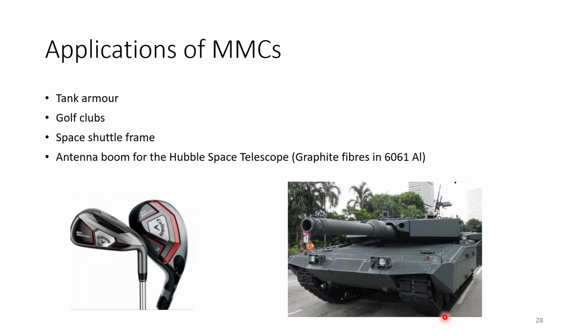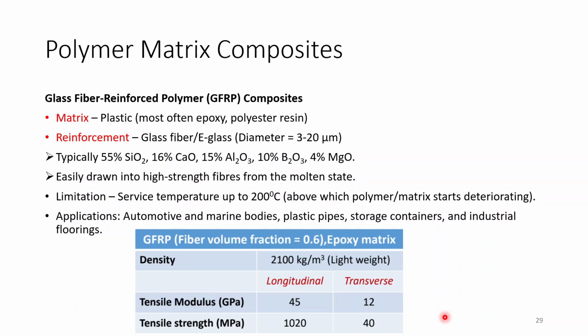Applications of MMCs. They can be used in making tank armors, golf clubs, space shuttle frames, and antenna boom for the Hubble Space Telescope, which is made of graphite fibers in 6061 aluminum. Next is polymer matrix composites.